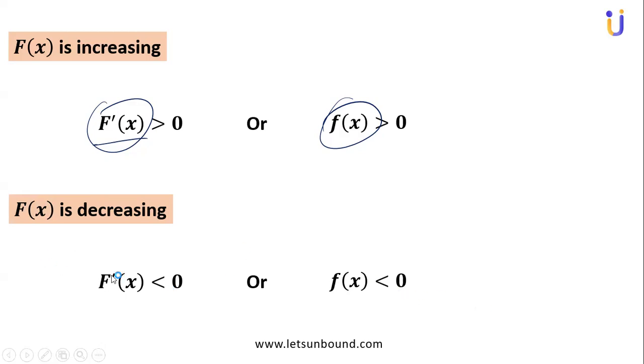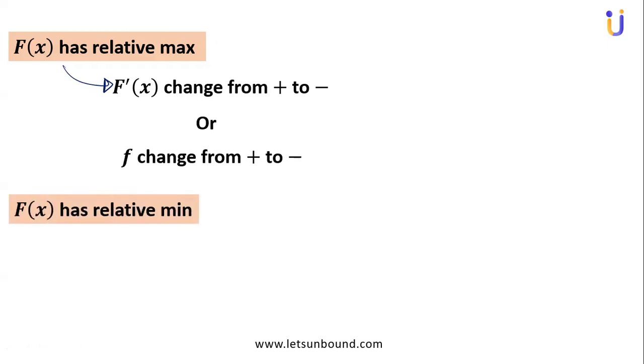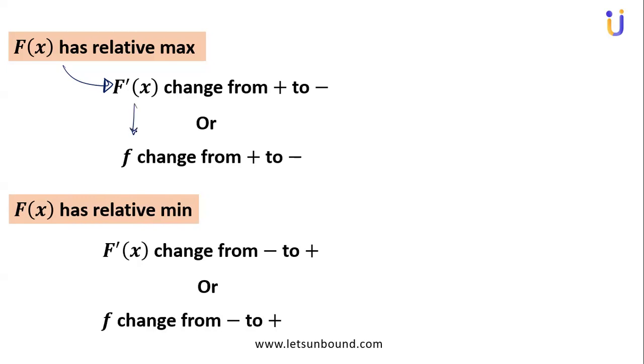F dash of x, like capital F dash of x and f of x, they are equal, right? And relative maximum, f dash of x, like this accumulation will change from positive to negative, or the original function changes from positive to negative. Same thing for minimum, negative to positive. It's exactly the same, only you should be able to connect them, the derivative of the accumulation and the original function. They are interrelated. If you know that, then it's very simple.